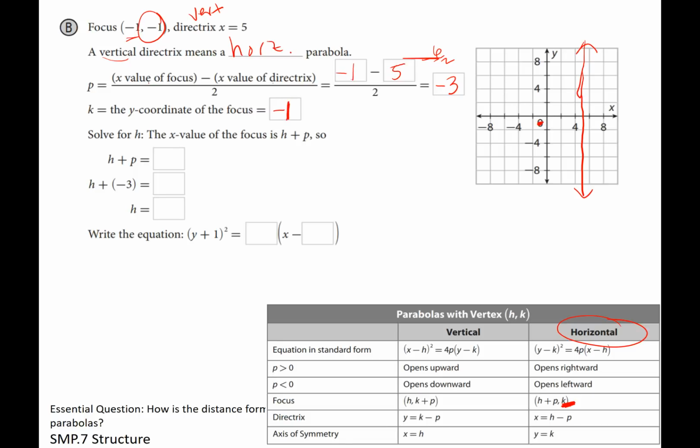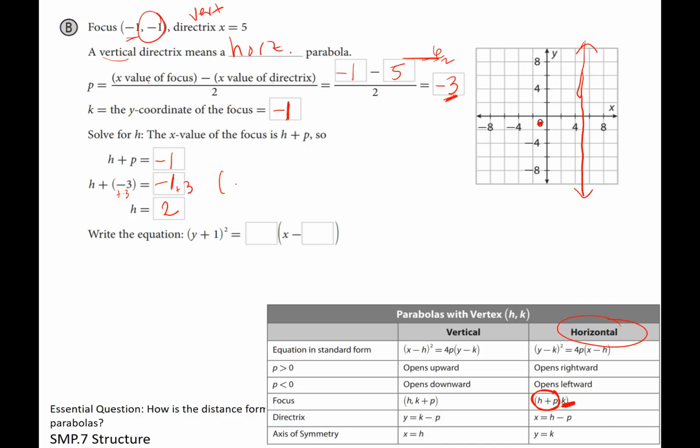To get h, we're going to look at this x value of the focus, which has that information in it. And we know that h plus p is equal to the x value in the focus, which is -1. We also know that the p value from over here is 3, so we're going to plug that p value in, and then add 3 to both sides. -1 plus 3 is 2.